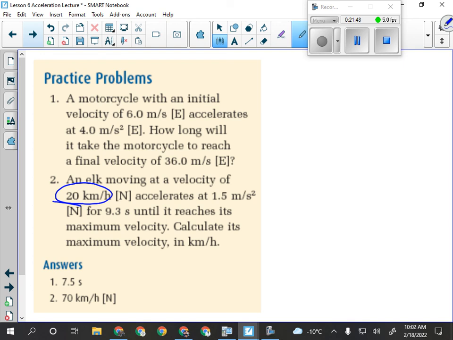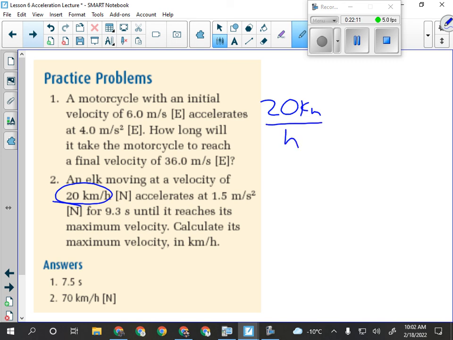Can you use kilometers per hour and meters per second squared in the same formula? How do you convert kilometers per hour to meters per second? Okay, let's have a look at that real quick. Let's say I've got 20 kilometers per hour, and I want to convert that to meters per second.